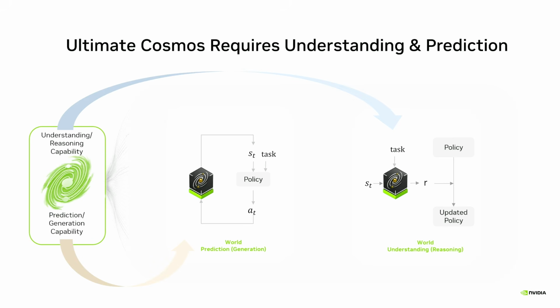You also need to have this prediction or generation capability to simulate the future. The agent, the policy in that environment, based on the current state and the task, predicts the action to take. And based on the action, the world model reacts and gives a new state, and operates sequentially, eventually seeing if it really completes the task. So from here, I want to say that both understanding and prediction capabilities are fundamental to build a generative training facility, the ultimate Cosmos.